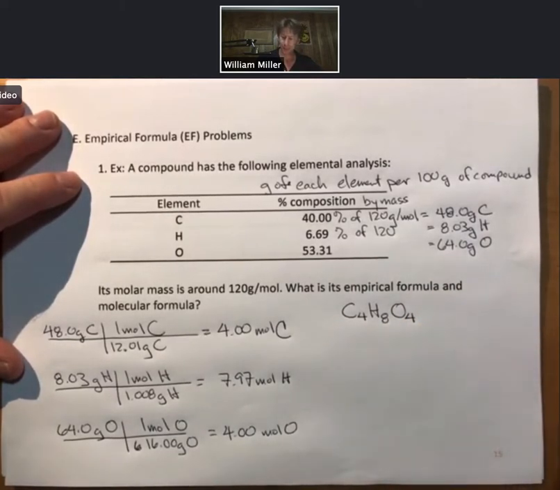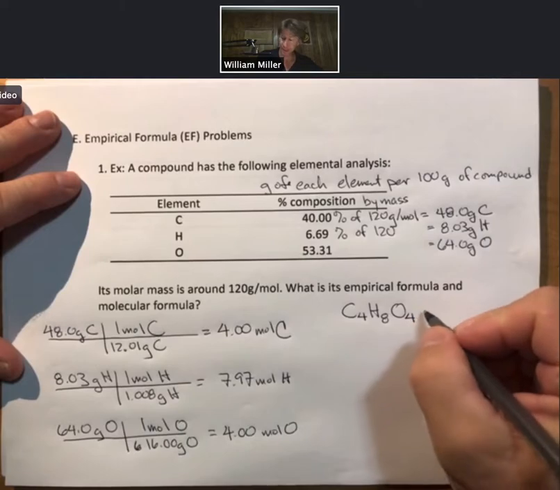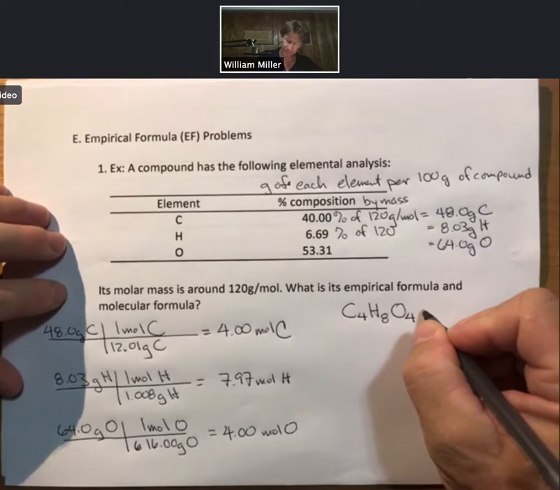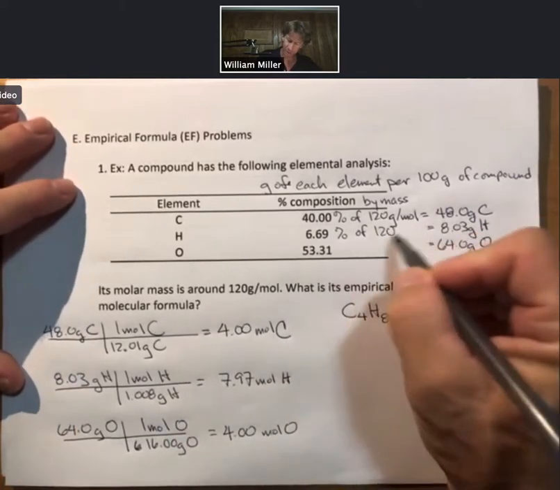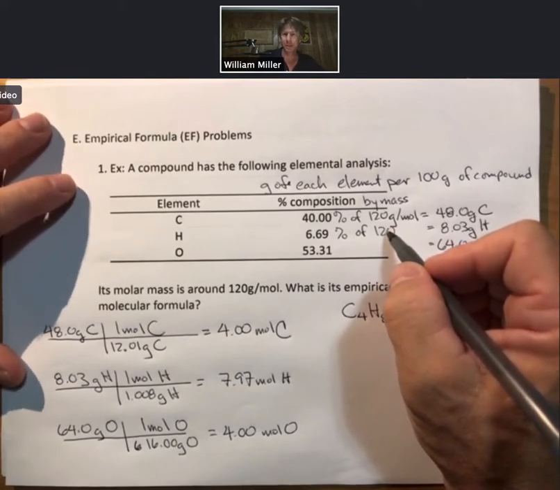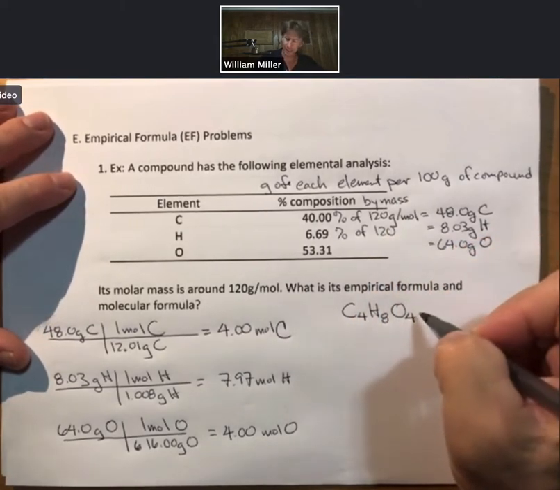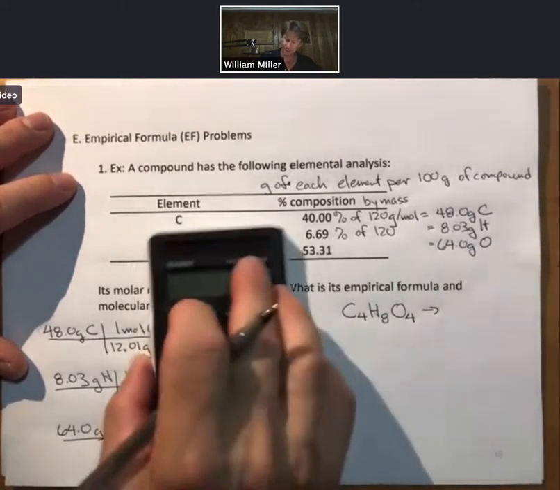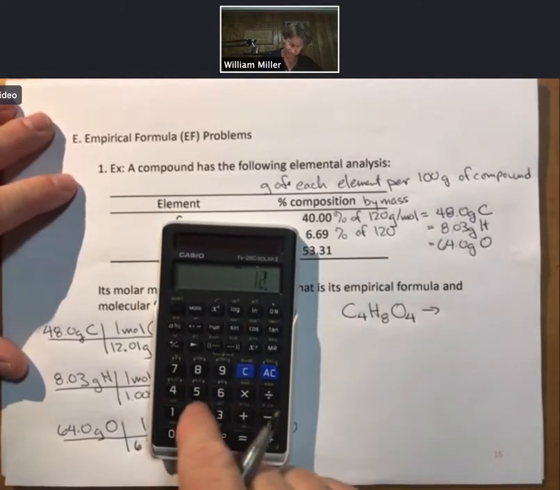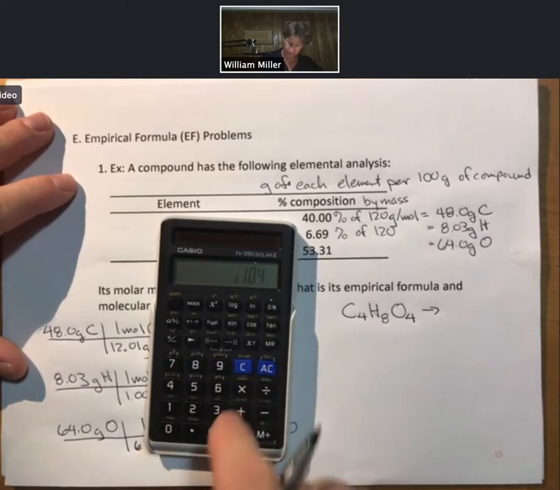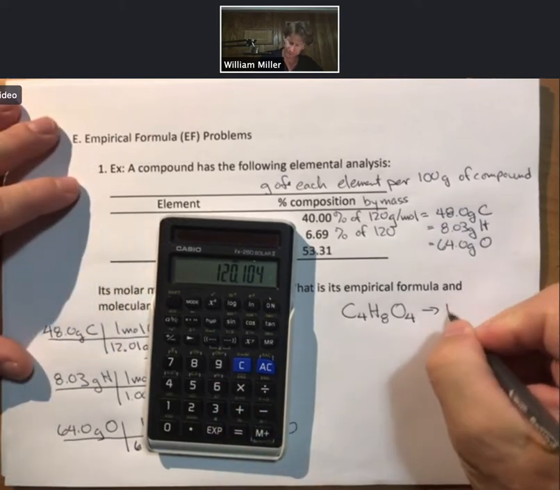O4. And now, so that is not necessarily the empirical formula. It may be, but it will turn out to be the molecular formula because we used the molar mass here. And when you incorporate the molar mass into the problem, you will typically, I can't think of any exceptions to this, get the molecular formula. But let's double check. If we take the molar mass of this, it's going to be 4 carbons, 8 hydrogens, plus 4 oxygens. I get 120.